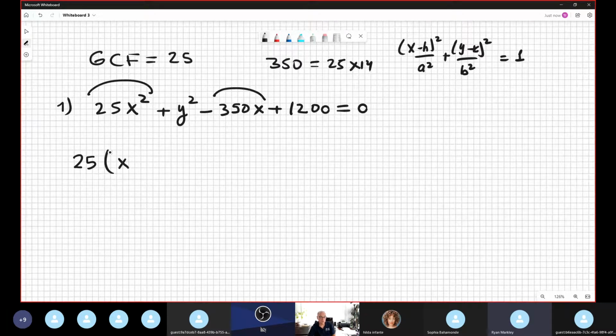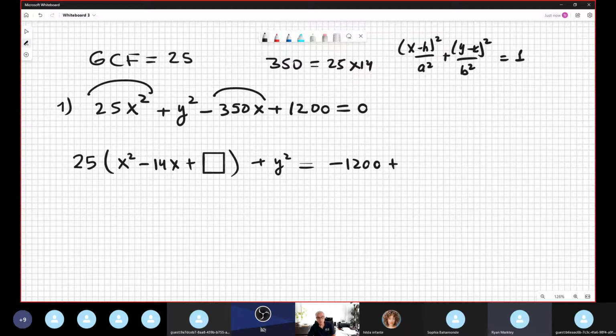So you factor out 25. You have x squared minus 14x plus box. Inside the box is the magic number that allows me to complete the square. Plus y squared, we do not complete the square of y squared, because we have no y linear. In the right hand side we have minus 1200 plus a box. This is the organization. Do you follow me so far?